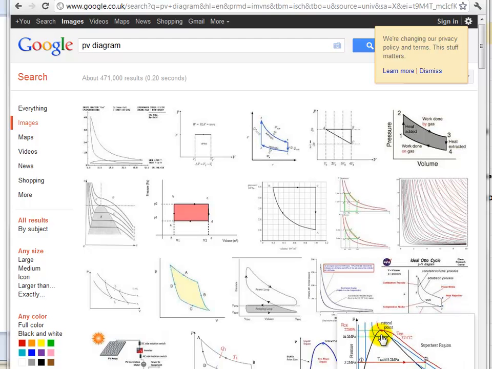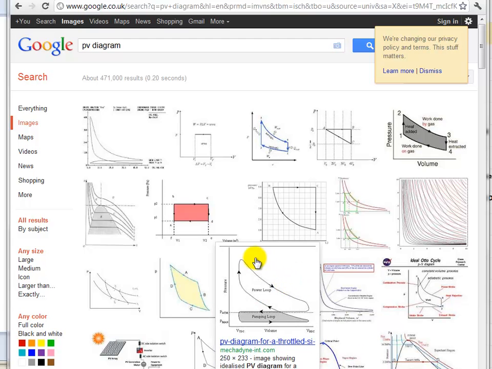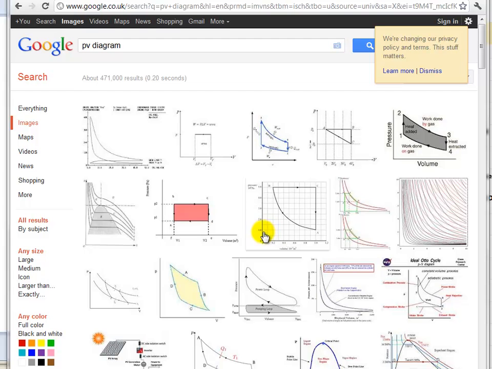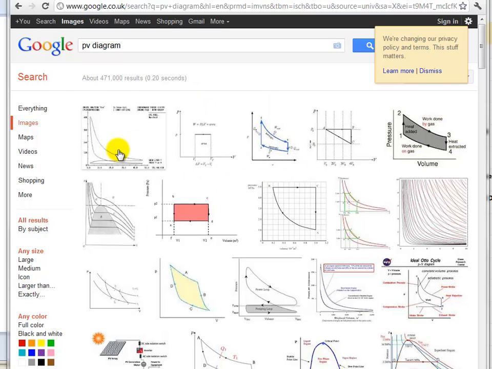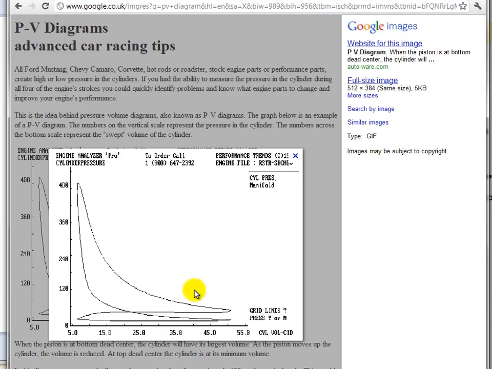In this video, we're going to look at the PV diagram and the differences between the ideal petrol and diesel cycles. So I've gone to Google here, typed in PV diagram, images, and we have a whole array of different pictures here. Click on that one there. That's quite a good one actually, if taken from a real engine. That shows the four different cycles here.